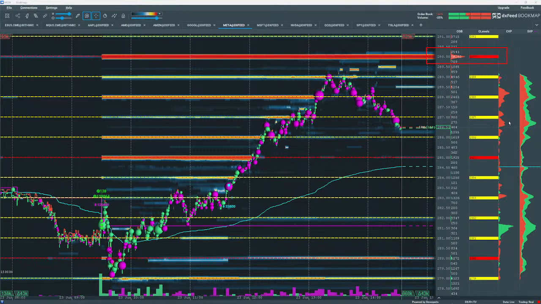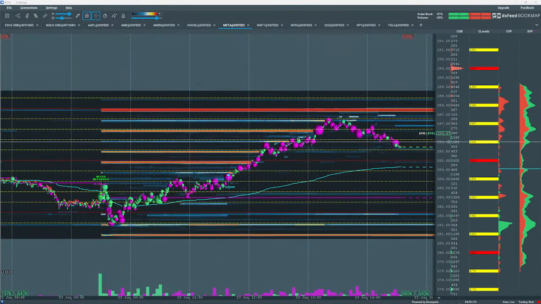And another question in YouTube: Bookmap uses 5 depth level data feed. So in Bookmap, I'm using DX feed data for stocks, and that provides full depth of market. So for stocks, notice here Meta, DX feed, that's what I use for all stocks. That provides full depth of market.